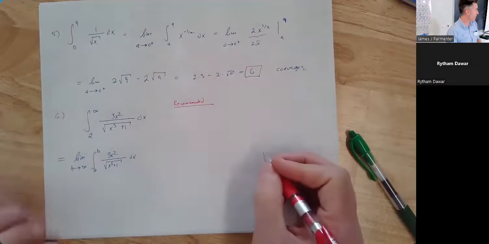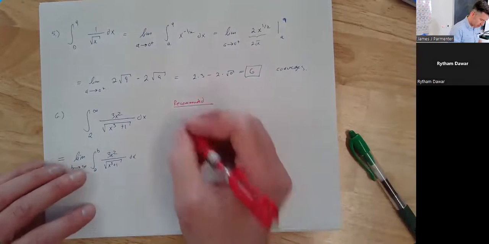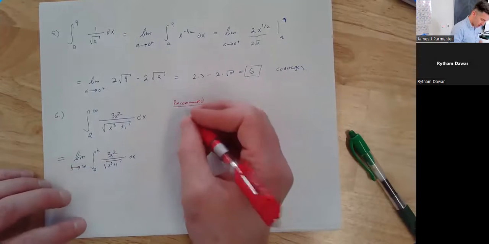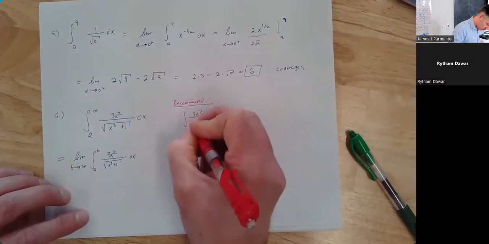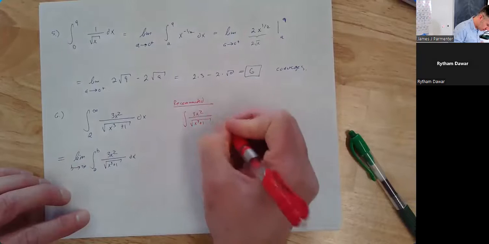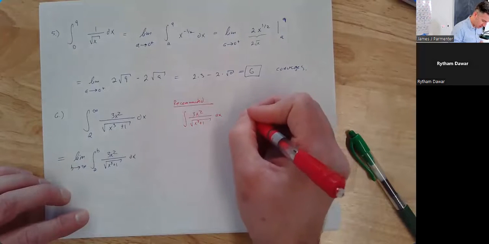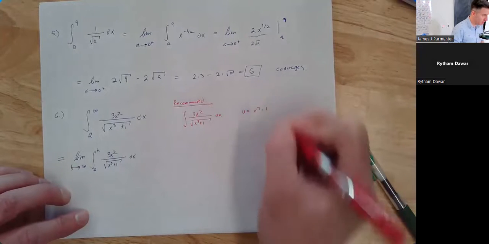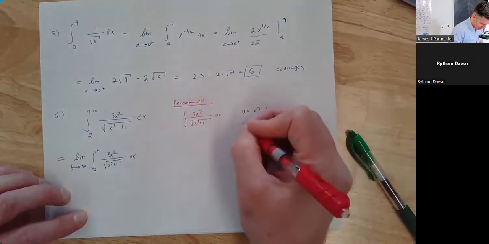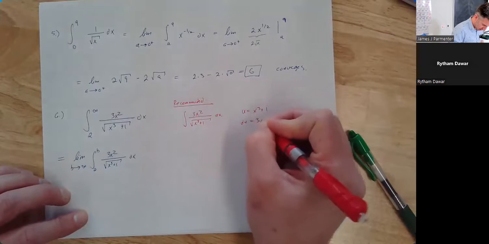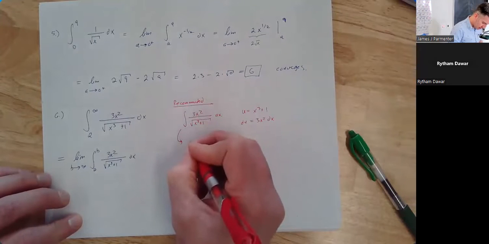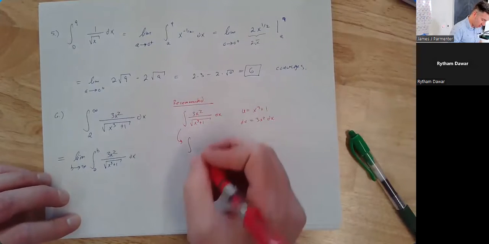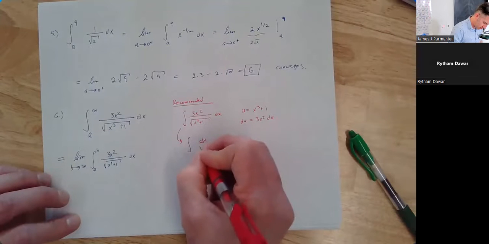Do the antiderivative off on the side. Not improper, not definite, just the antiderivative of 3x squared over the square root of x cubed plus 1. My u sub is u equal to x cubed plus 1. My du is exactly what I was hoping it was going to be, 3x squared dx. So this integral becomes the integral of du over the square root of u.